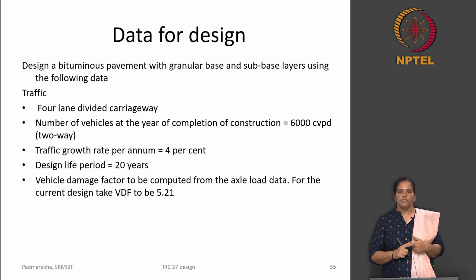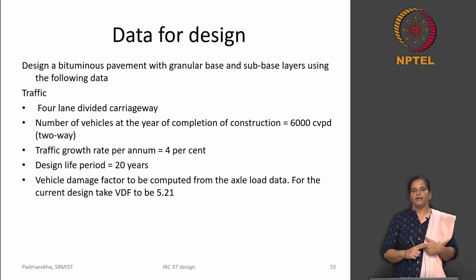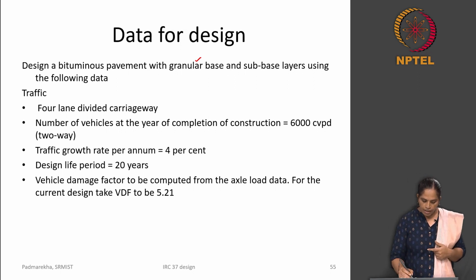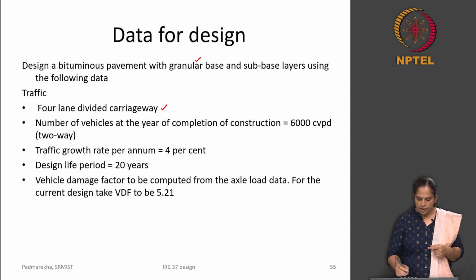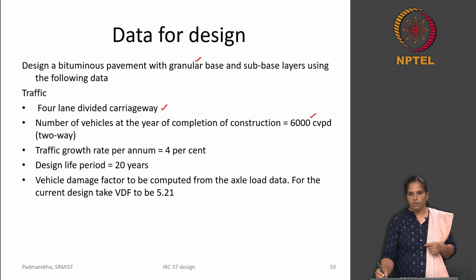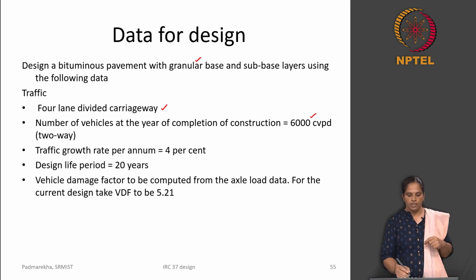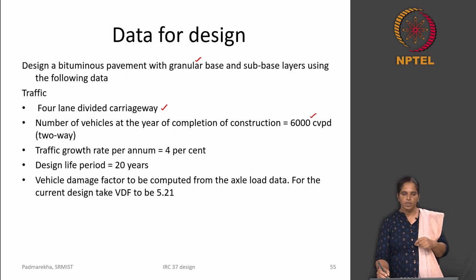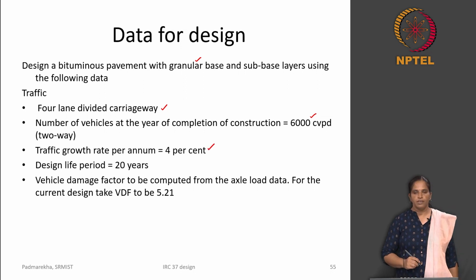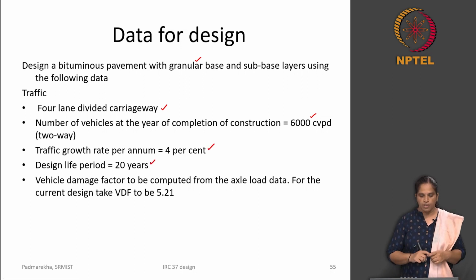So these are the data for the design available. Now with this data, we will design a bituminous pavement with a granular base and subbase layer, for traffic data of a 4-lane divided carriageway. Number of vehicles at the year of completion of construction is 6,000 commercial vehicles per day. This is including two-way traffic. So it is a divided carriageway, so one-way traffic will be 3,000 commercial vehicles per day. Traffic growth rate per annum is considered to be 4% and the design period is 20 years.